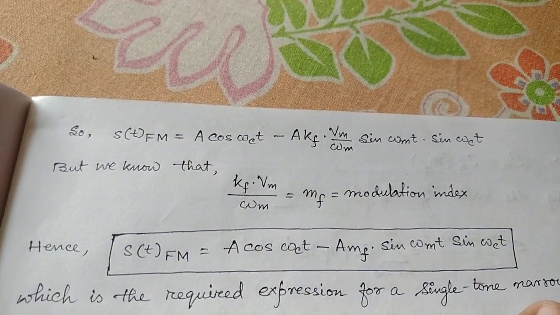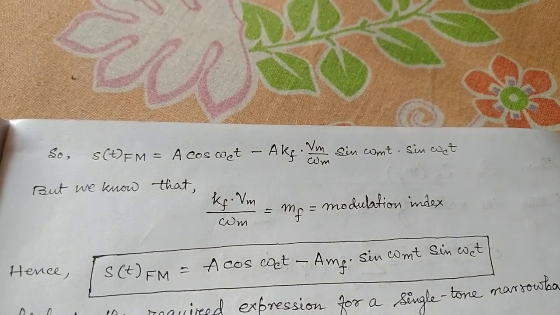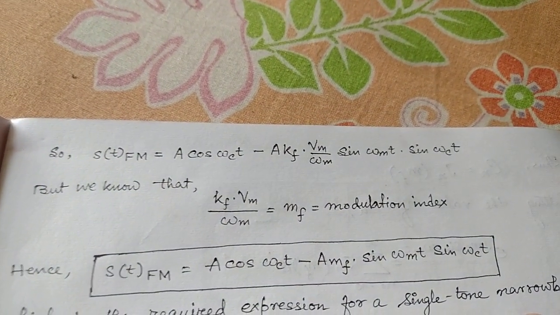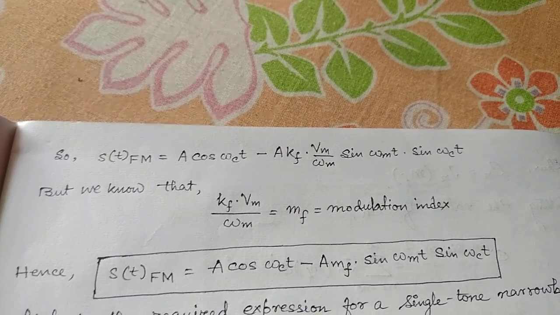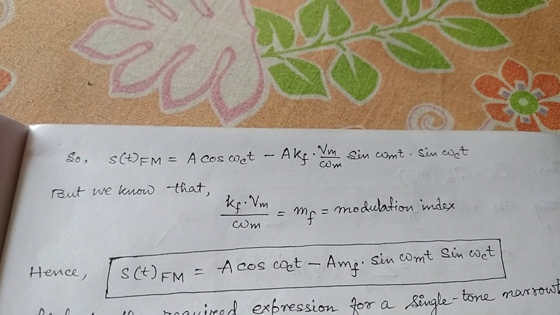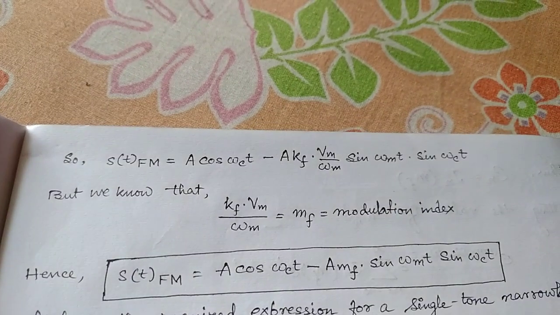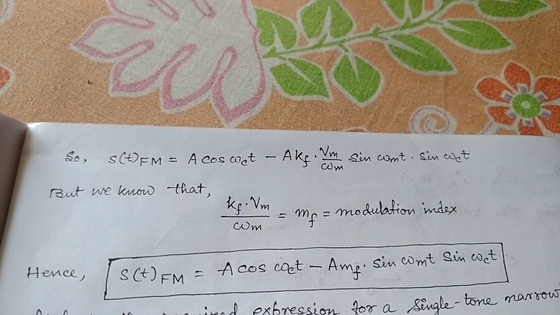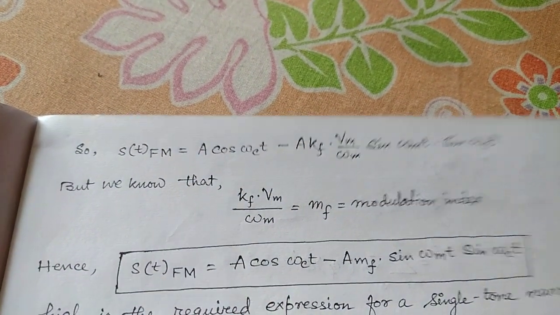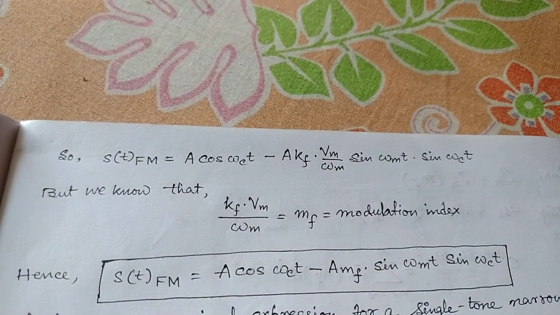And in a similar way, we can generate a single tone narrowband PM signal. So today's video was about the introduction of FM and PM. In the next video, we would discuss how to generate and how to detect these FM and PM signals. This was only the introduction of FM and PM, their expressions, the modulation index, and how to generate the narrowband FM and PM, and also the relationship of FM and PM.